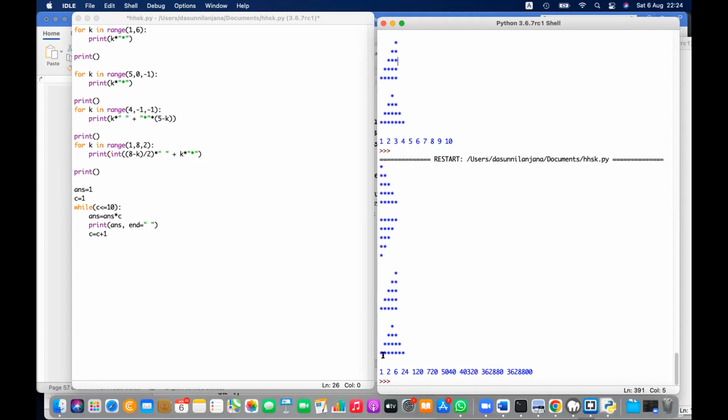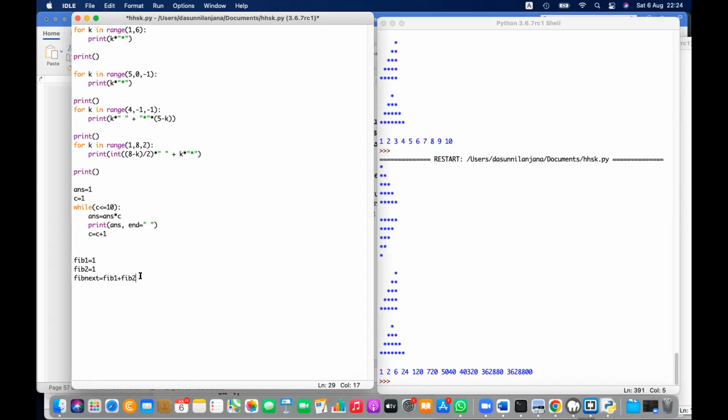Okay, let's build the logic. So you can see the fact 1. So you can see Fibonacci. Let's say fib 1, Fibonacci 1, that is number 1. And let's say fib 2, Fibonacci 2, is also number 1. And you know the next fib. Fib next is basically fib 1 plus fib 2. This is how you are generating the fib next. The thing is, how we are continuing this. So the first fib can be generated this way. Then you can print fib 1, fib 2.